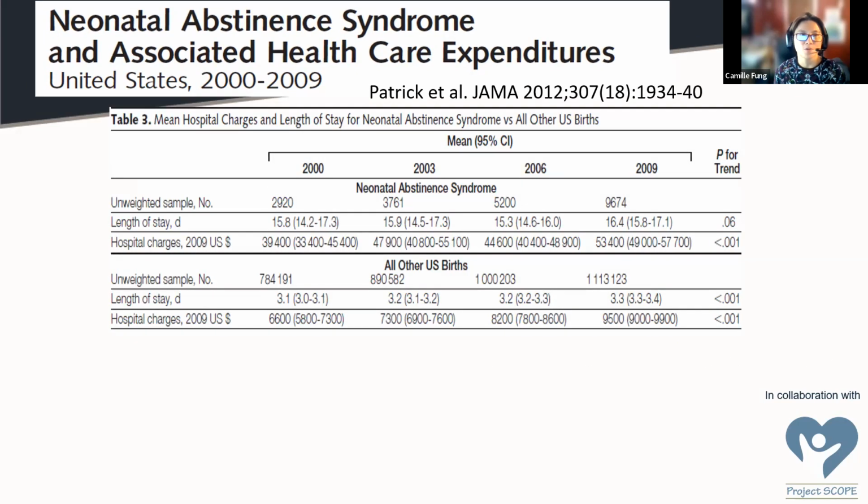And this table looks at both the mean hospital charges as well as the length of stay for that same cohort. What I'm going to highlight for you around the boxes is that if you look at the length of stay in the top row, which is length of stay relating to neonatal abstinence syndrome versus length of stay for all other US births, first of all, comparing the two, if you have an infant suffering from NAS, you're going to stay a lot longer than if you were just a regular vaginal or C-section delivery. And over time, from 2000 to 2009, the number of days seems to have been slightly increasing.